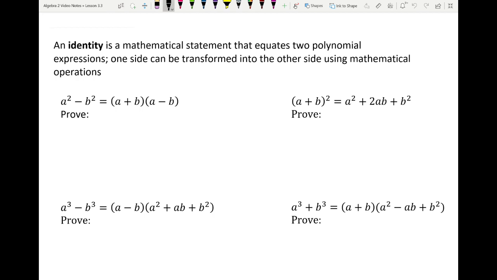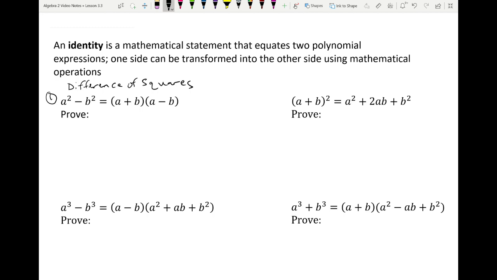This first identity right here is known as the difference of squares. It's called the difference of squares because you're subtracting two perfect squares, in this case a squared, b squared. So very simple rule: in order to factor a squared minus b squared, you're going to have a positive version and a negative version, a plus b, a minus b.